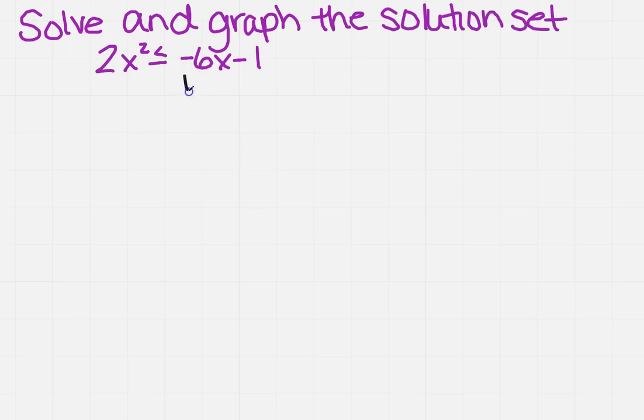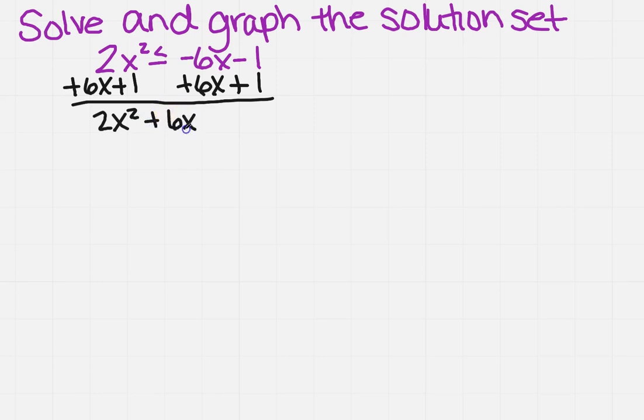So I'm going to have to add 6x and add 1 to both sides. So I'm going to get 2x squared plus 6x plus 1 is less than or equal to 0. Okay, that's great. So now I need to solve it. Can I factor it? That's the first thing you want to ask yourselves. So are there any factors of 2 and any factors of 1 that add up to be 6? And we know that's impossible to do.